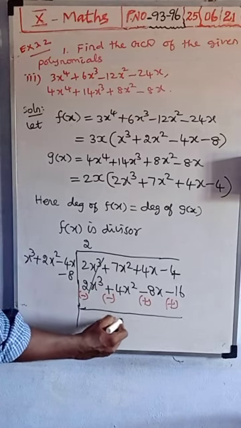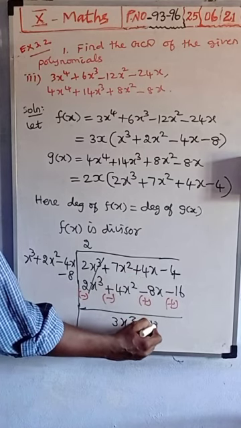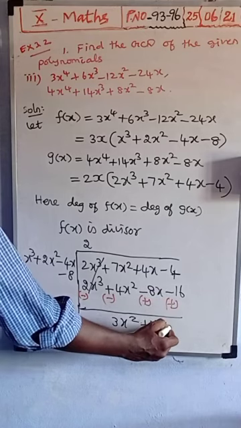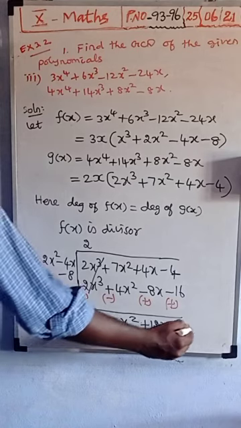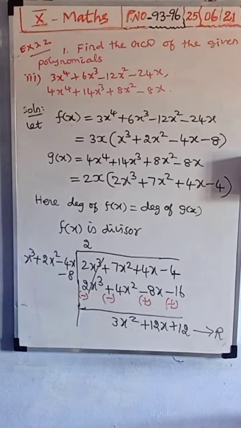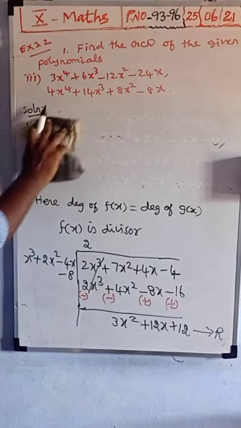After changing the symbol, 7 minus 4, 3x squared. Next, 4 plus 8, 12x. Next, plus 16 minus 4, plus 12. So this is called the remainder. Here at last all the terms came down, and the remainder we did not receive as 0.